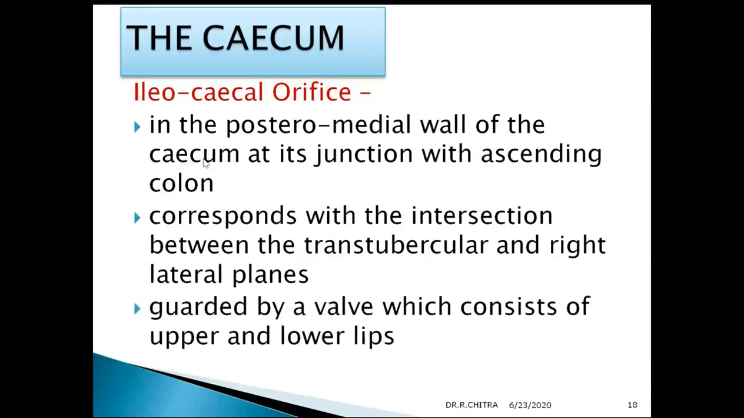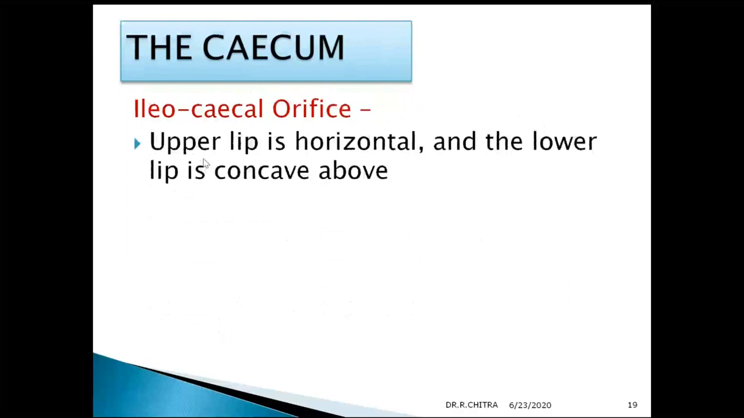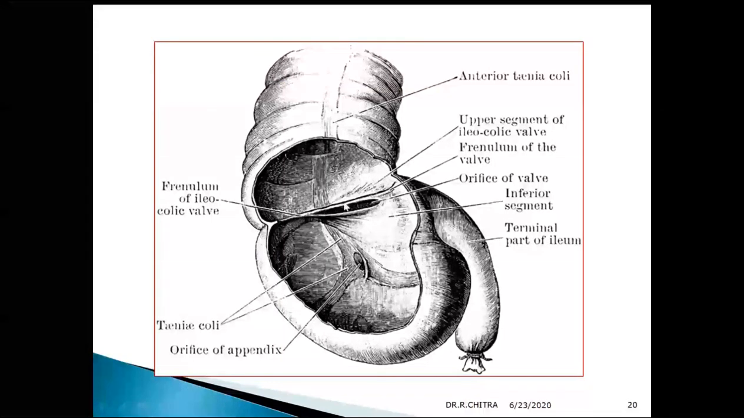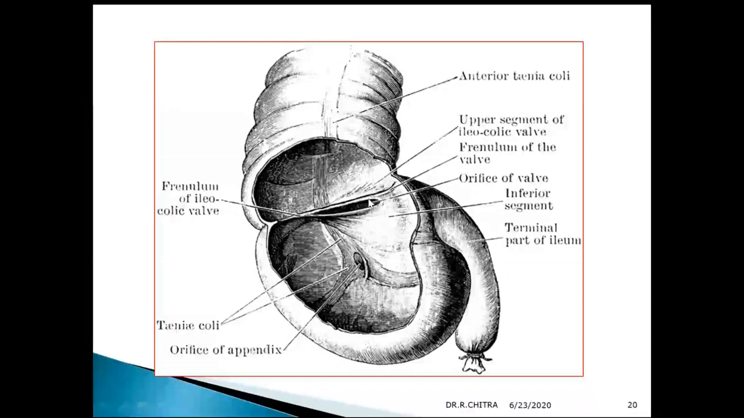It has a valve which consists of upper and lower lips. The upper lip is horizontal and the lower lip is concave above. You can see in the image, then you can understand. Yes, this is the interior of the cecum, this is the ileocecal orifice. It has two lips. The upper lip is horizontal and the lower lip is concave. Both lips meet at the ends, and that is called the frenula of the ileocecal valve.